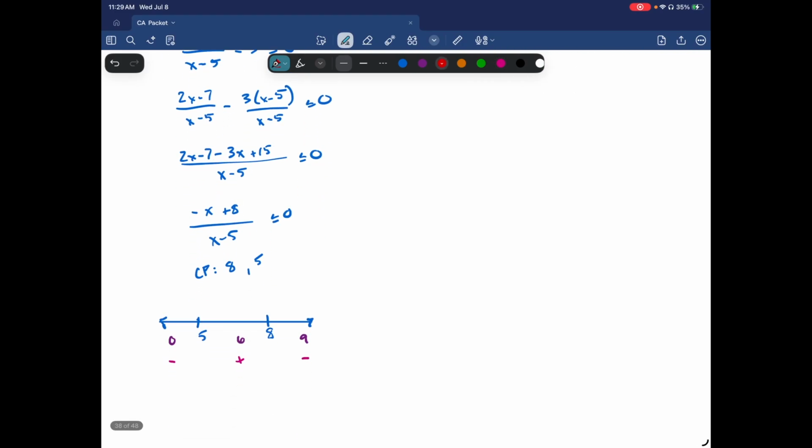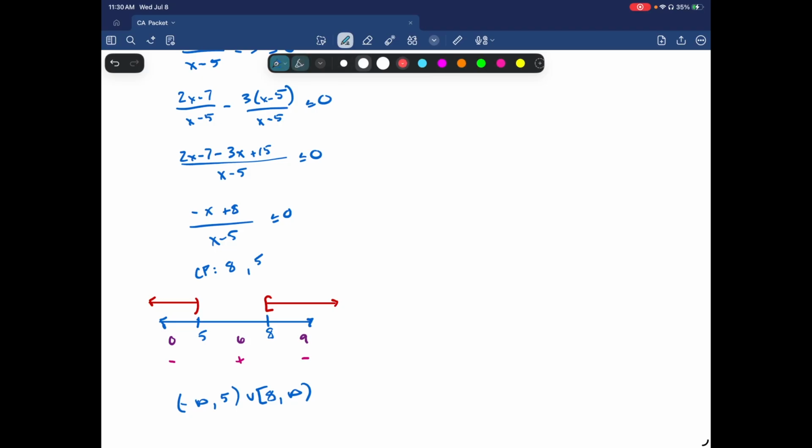So that means I'm going to shade less than 5 and greater than 9. But here's a catch. On top, I can have 0. So I get a bracket on 8 and a shade to the right. But if x equals 5, that's 0 on the bottom and I can't divide by 0. So this one gets a parentheses and a shade to the left. Okay, so my interval here is going to be negative infinity to 5, parentheses, union, bracket, 8 to infinity.